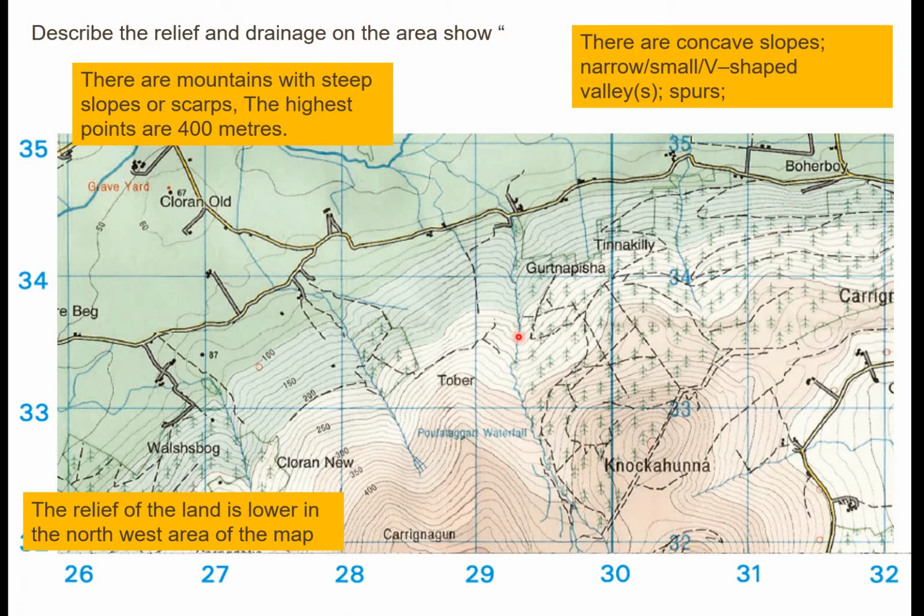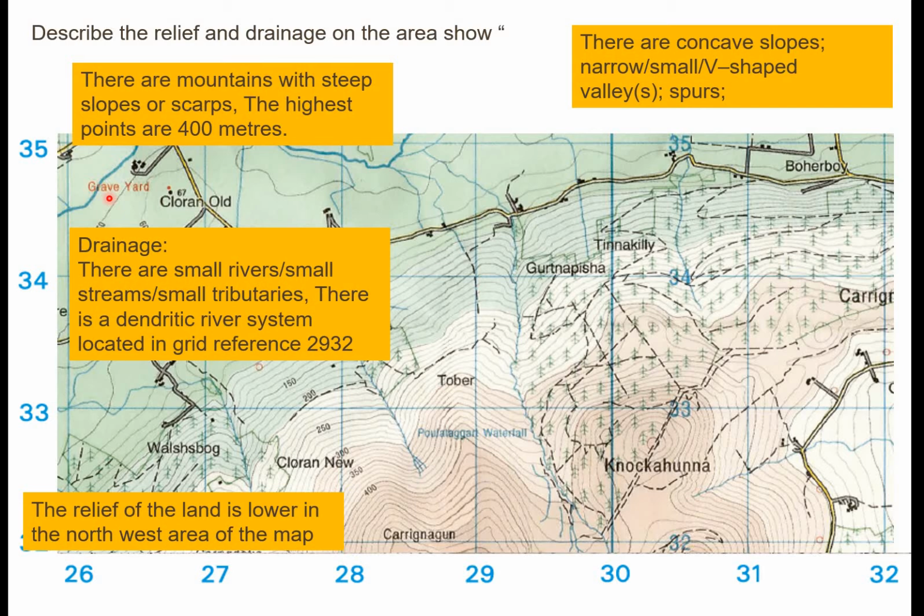So if we haven't done landforms already, we will go over landforms with rivers, when we do rivers. We can see the relief of the land is lower in the northwest area of the map. This is all in this area here, relatively flat. We can't see tight contours together. So this is a relatively flat area.